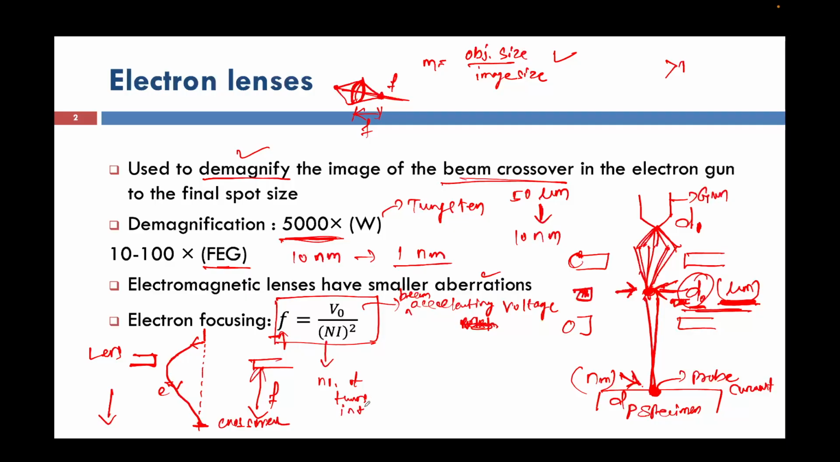in the pole piece of these lenses, and I is the amount of current. Okay, so here we can see that F will be given by V naught divided by Ni square.